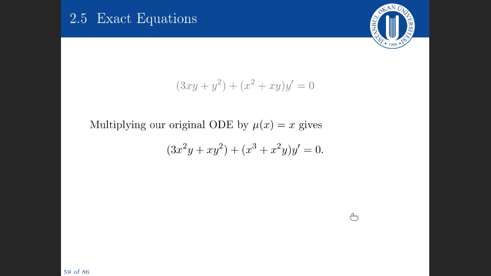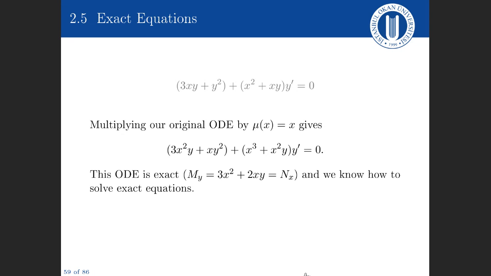Great, so let's take the differential equation we started with, which is now in grey, and multiply it by the integrating factor x. We get (3x²y + xy² + (x³ + x²y) y') = 0. If we've done this correctly, if we haven't made a mistake, this should now be an exact equation. And yes, M_y and N_x are the same. They're both 3x² + 2xy. We know how to solve exact equations. I'm going to solve it now, but I'm going to do it quickly because you know how to do this now.